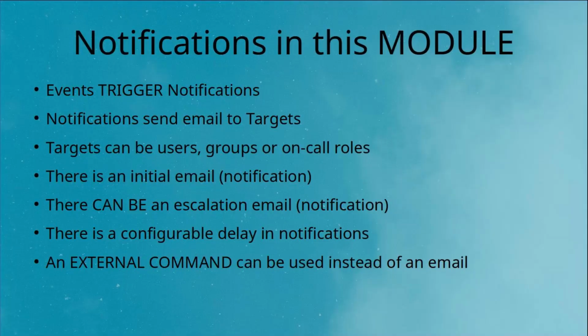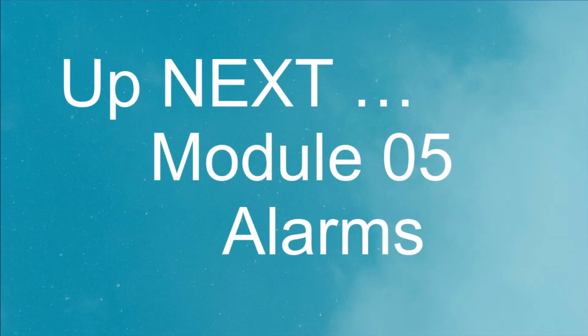Notifications in this module. Events trigger notifications. Notifications send email to targets. Targets can be users, groups, or on-call roles. There is an initial email notification. There can be an escalation email notification. There is a configurable delay in notifications. An external command can be used instead of an email. Coming up next, Module 5, Alarms.